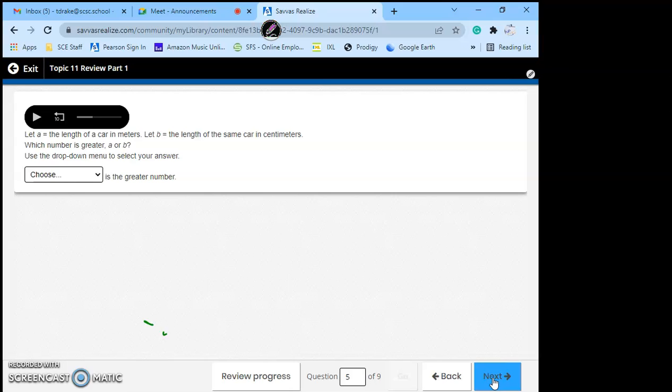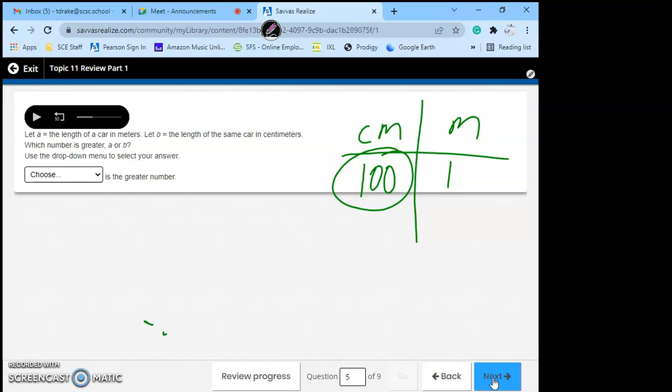All right, well, centimeters to meters. If we're comparing them, 1 meter equals 100 centimeters. Which number is bigger? 100. So the centimeter one is going to have a larger number. Even though they're equal, the number is bigger. So what does it say? Well, A is meters, B is centimeters. Which one's bigger? B.